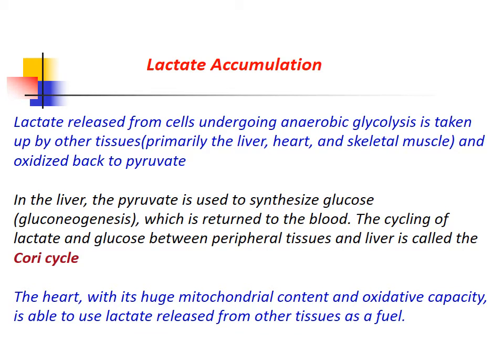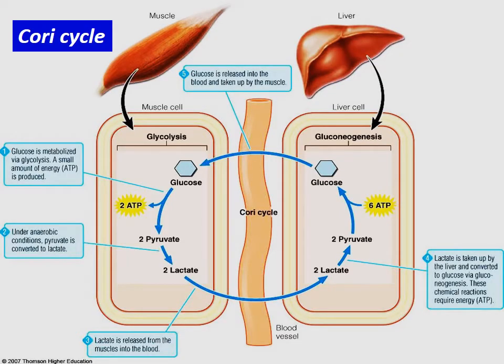Lactate accumulation. Lactate released from cells undergoing anaerobic glycolysis is taken up by other tissues, primarily liver, heart, and skeletal muscle, and oxidized back to pyruvate. In the liver, the pyruvate is used to synthesize glucose via gluconeogenesis, which is returned to the blood. The cycling of lactate and glucose between peripheral tissues and liver is called the Cori cycle. The heart, with its huge mitochondrial content and oxidative capacity, is able to use lactate released from other tissues.